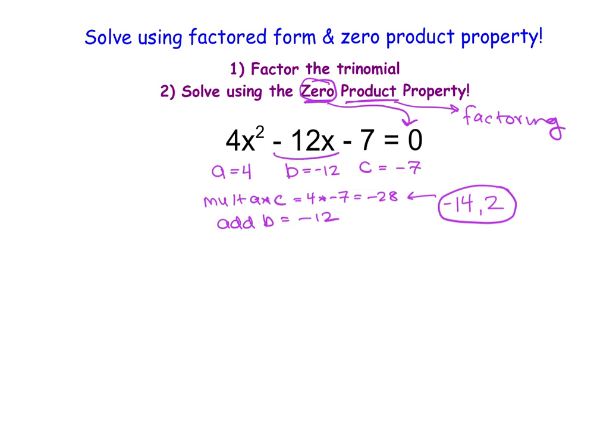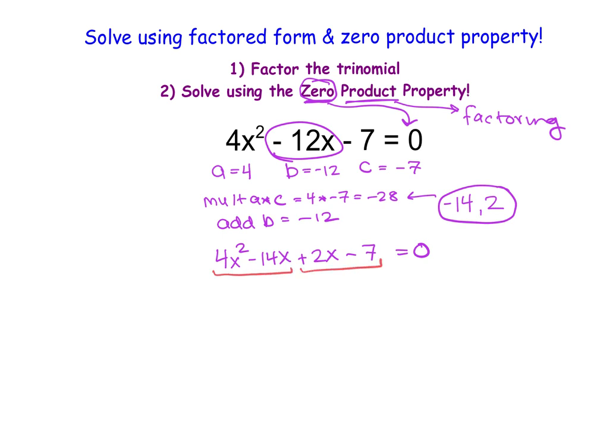So I'm going to rewrite this middle term here as negative 14x plus 2x. And notice that I leave the 4x squared and the negative 7 the same on the left-hand side. So now we're going to factor this, and we do this by breaking this into pairs and finding the greatest common factor.